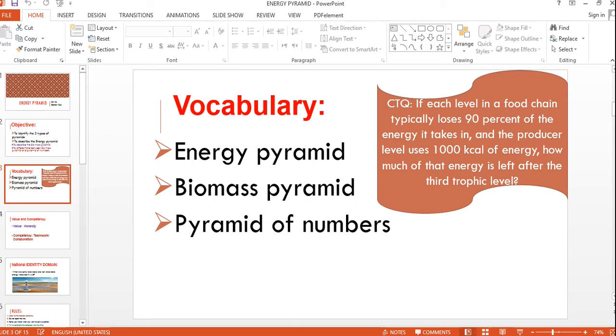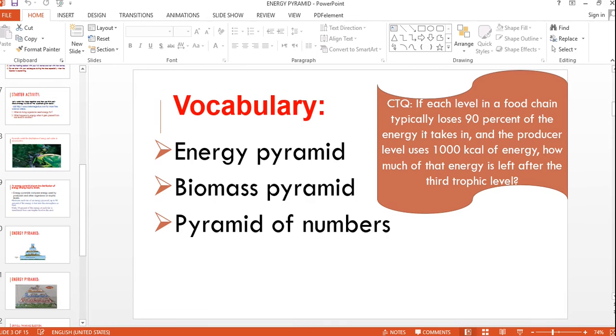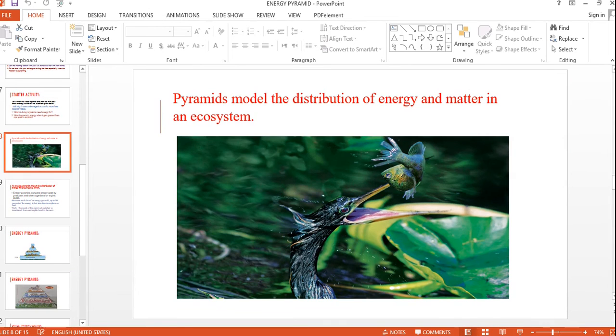Now, let's begin with energy pyramid. First of all, already our first lesson objective was to identify the three types of pyramid models. So the three types of pyramid models are energy pyramid, biomass pyramid, and pyramid of numbers. We start with the pyramids.